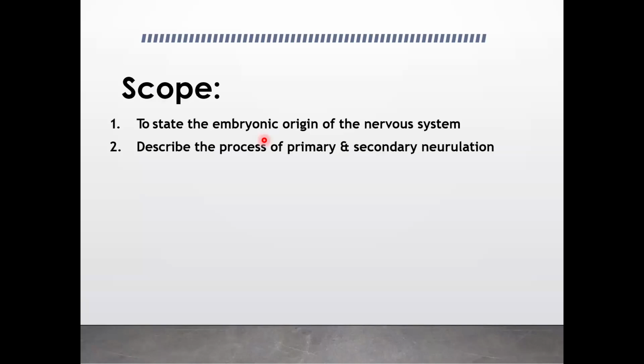What will be our objectives for the session? For the session that we're going to have today, we are going to discuss the embryonic origin of the nervous system. We're going to describe also the process of primary and secondary neurulation, given the fact that we have the neurotube coming from both primary and secondary neurulation. We need to discuss the processes of both.